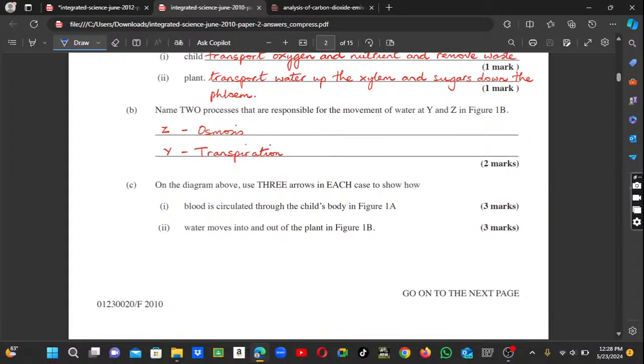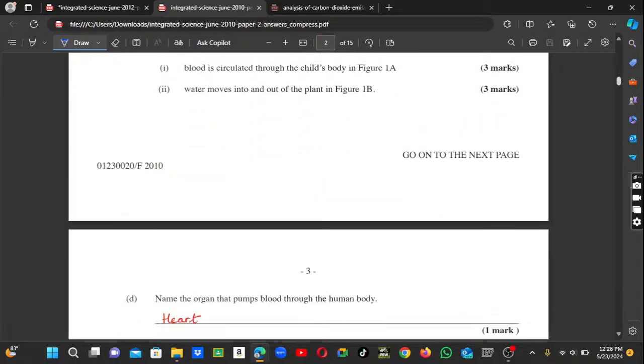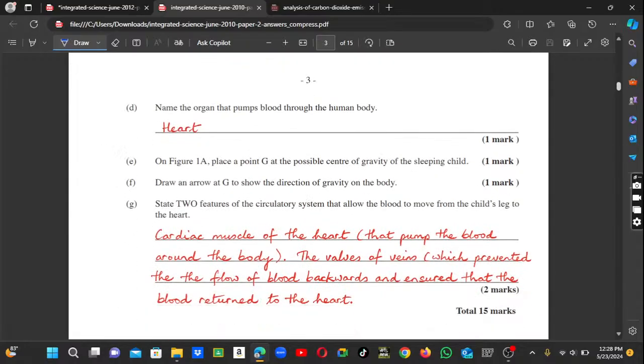Now on the diagram, it says use 3 arrows in the case to show how. We already used those 3 arrows. Blood circulated through the child's body, we already did that. Water moves in and out of the plant, we already did that. Alright, good. Now we need to name the organ that pumps blood through the human body. This one is very simple. We're talking about the heart.